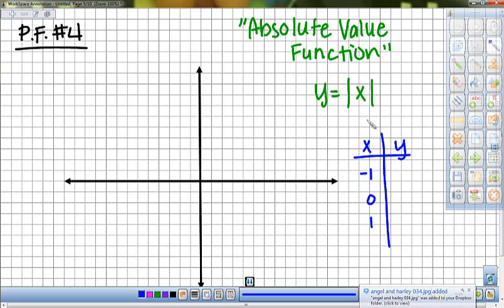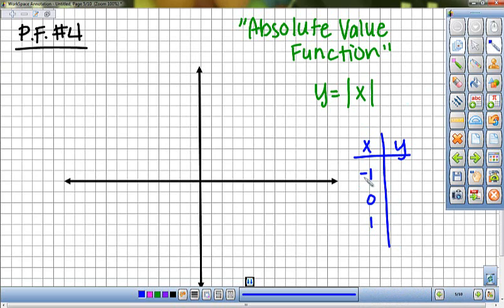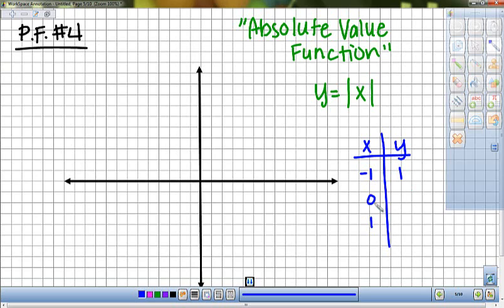The distance from 0 on the number line, when I say that, how far is -1 from 0? Just how many units? It's 1 unit. Positive. 0 is 0 units from 0. 1 is 1 unit from 0. I'm trying to put it in terms of units so you realize these values are always going to be positive. It doesn't matter if the x is negative or positive, the y is always going to be positive.